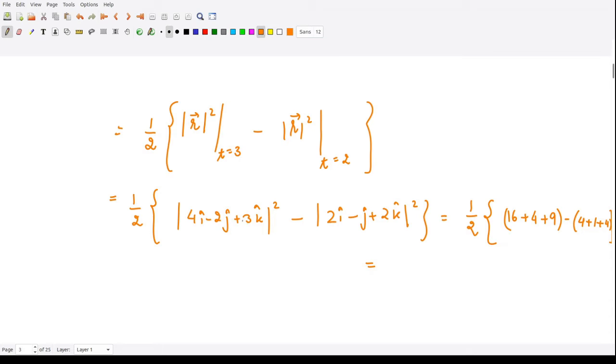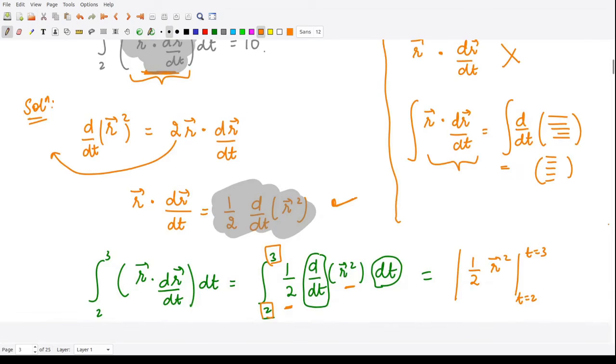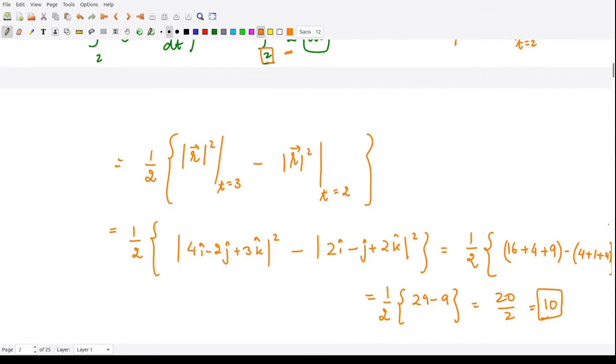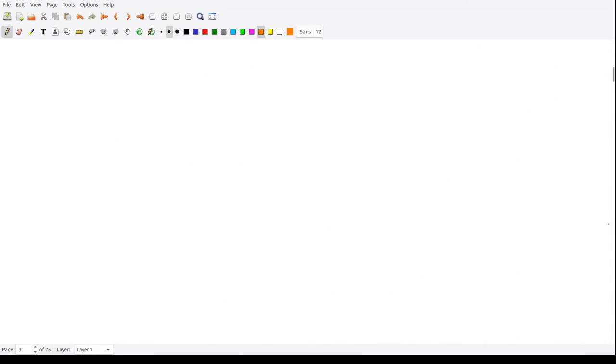This is 16 plus 4 plus 3. Yes. So we have 1 by 2, 29 minus 9. So that is equal to 20 by 2, which is equal to 10. So this is what we were to prove in the given question. Okay, so let us now move on to our next question.